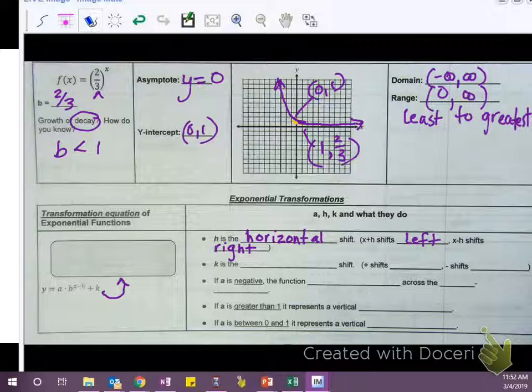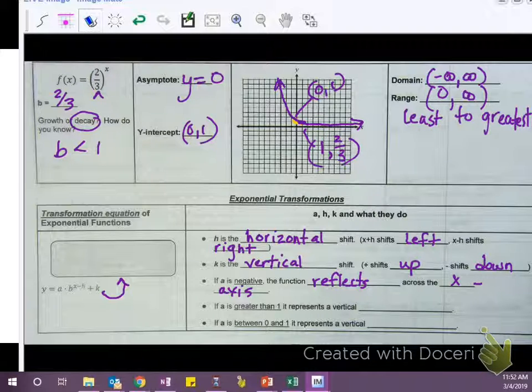K is the what kind of shift? What does K do? Vertical, because it goes up and down, right? Plus shifts up, minus shifts down. If A is negative, what does the function do? It reflects across which axis? X-axis. There's a hyphen that's printed right there, so I'm going to write axis over here because the hyphen was already printed on your paper.